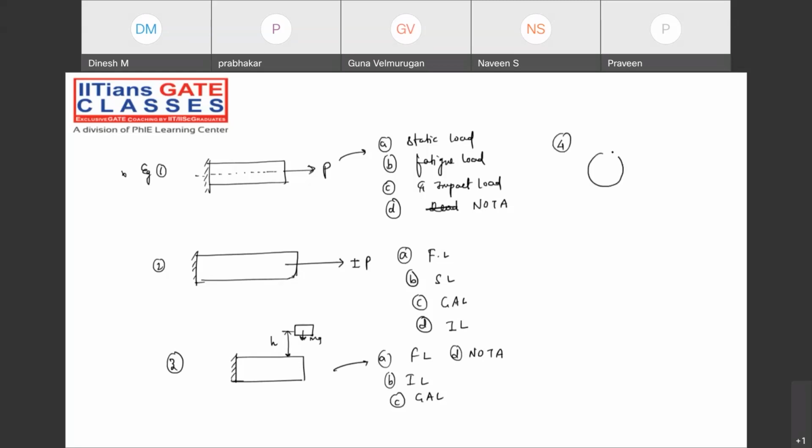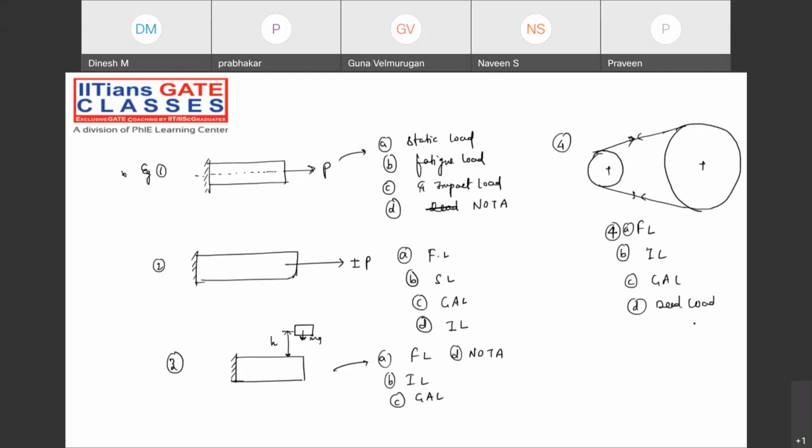Fourth example will be a pulley. In the power transmission through a pulley, which type of loading condition will be there? Option A, fatigue load. Option B will be impact load. Option C will be gradually applied load. Option D will be dead load. In the first example, what will be the correct option?